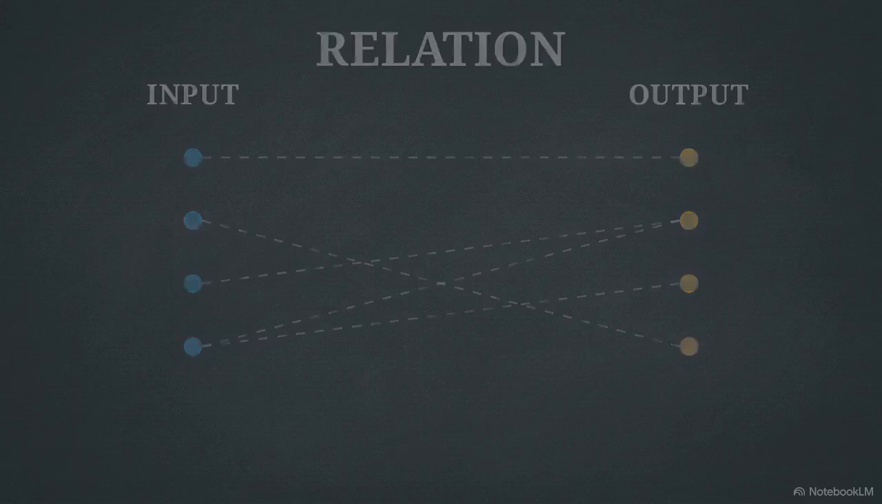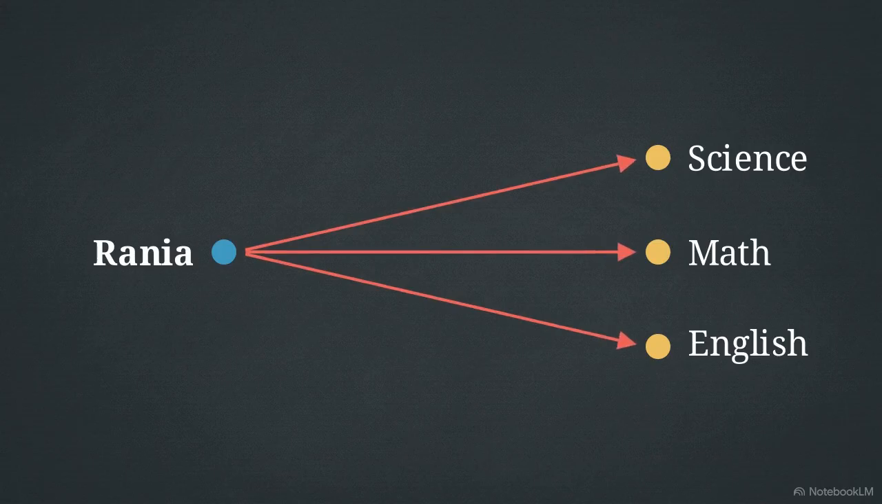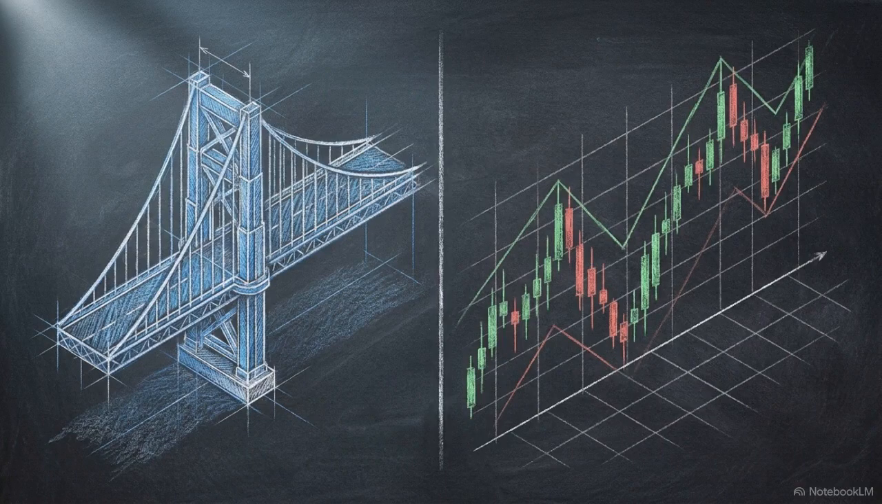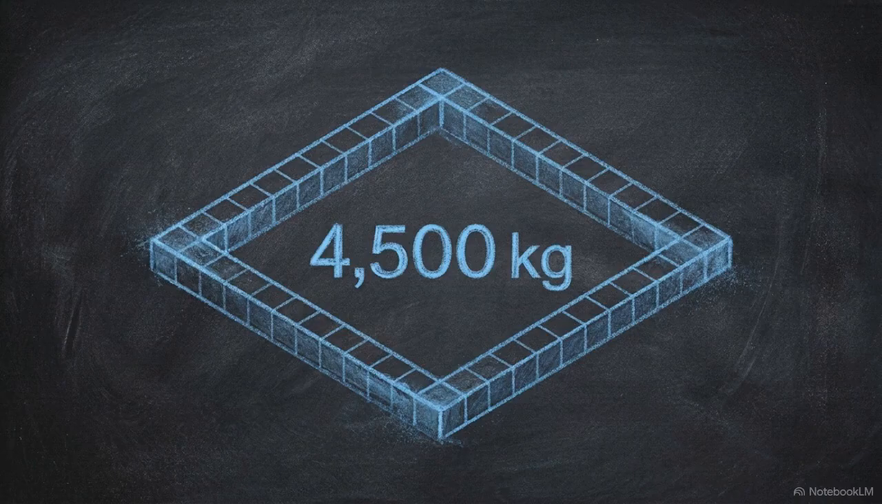The danger with a standard relation is ambiguity. Take a student named Rania. If you ask a dataset to identify her favorite subject, it might spit out science, math, and English all at once. One input triggers multiple possible outputs. If you are calculating the load limit of a suspension bridge or timing an investment in the stock market, you cannot tolerate 3 different answers. You need exact figures to proceed safely. Everyday life handles loose associations well, but applied mathematics and engineering require strict precision.